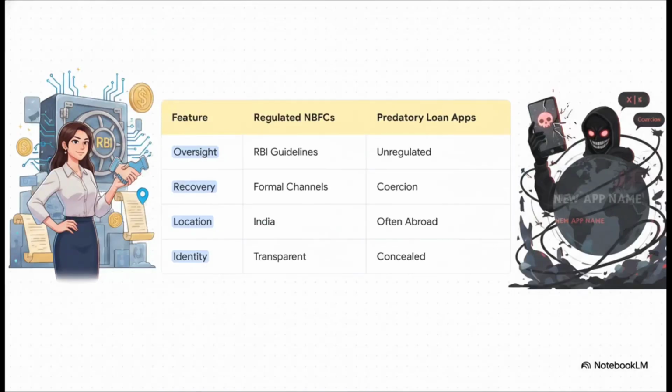On one hand, you have the regulated entities, like NBFCs. They're under the RBI's watch. They have to use formal legal channels for recovery. But on the other hand, you have these predatory apps. They're completely unregulated. They use pure harassment. They often operate from abroad, and if they get banned, they just pop up again under a new name.